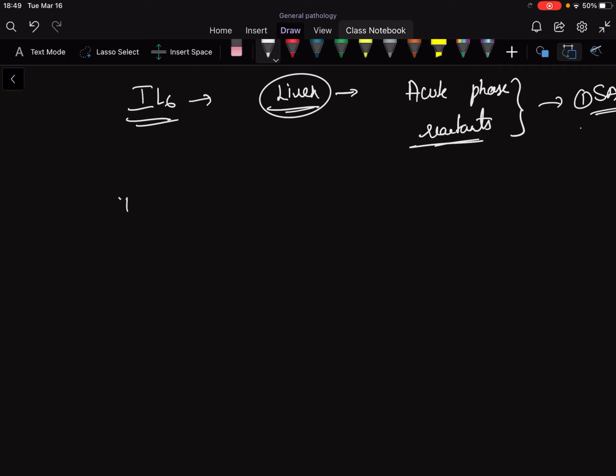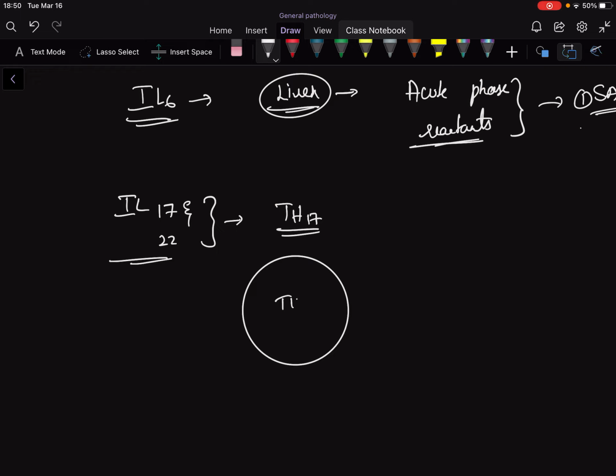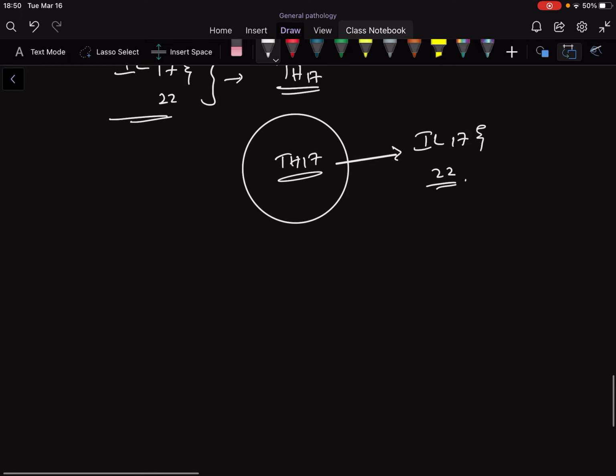Next we will talk about interleukin 17 and 22. Interleukin 17 and 22 are released by T helper 17. Suppose this is the T helper 17, they release interleukin 17 and 22. What will these interleukins do? They will cause recruitment of neutrophils and monocytes.